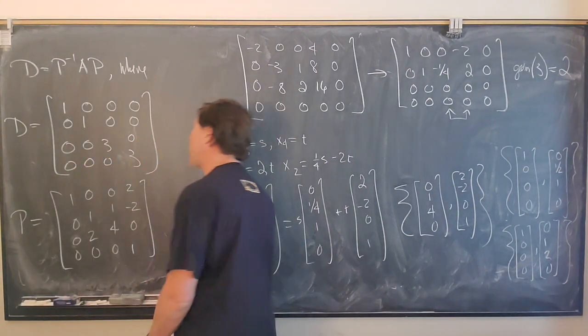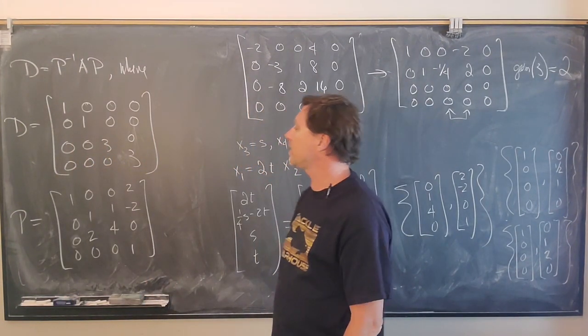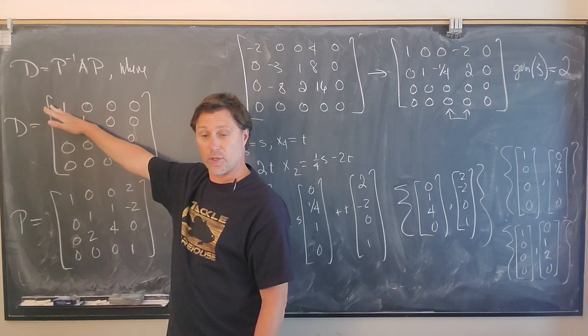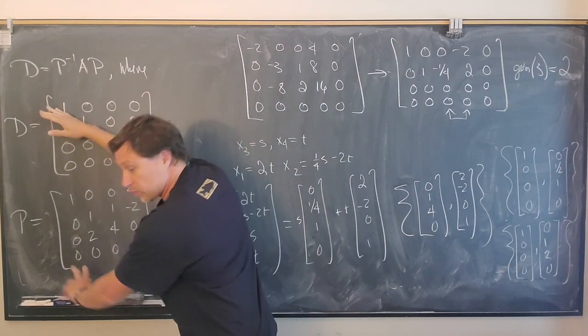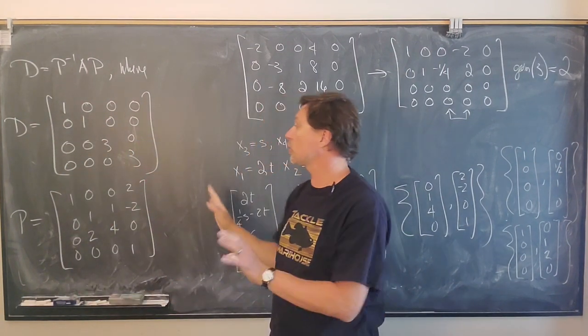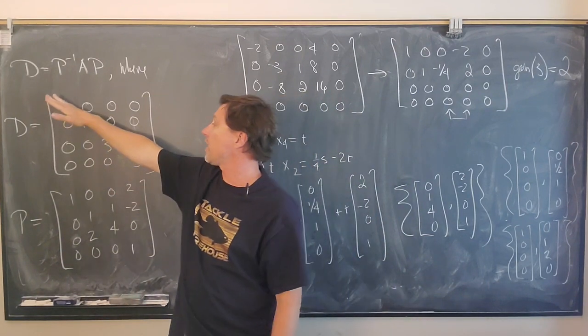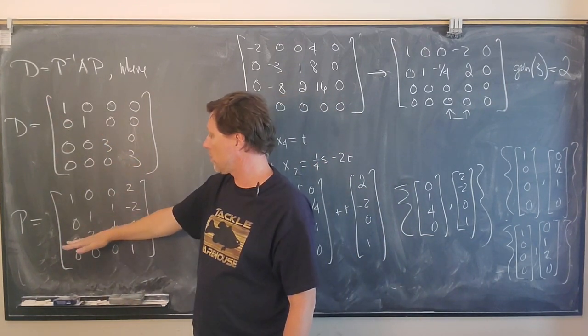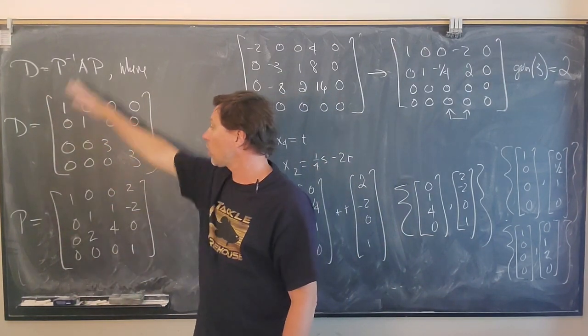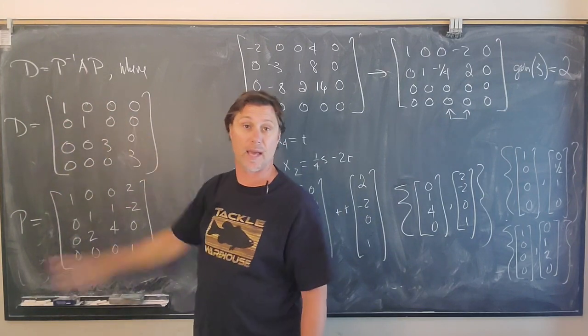So that's it. And by the way, if I would have listed these 3's first, then I would just put those 2 columns first also. So it doesn't matter, as long as you're consistent. Make sure that the columns of the P matrix correspond to the entries on the diagonal matrix.